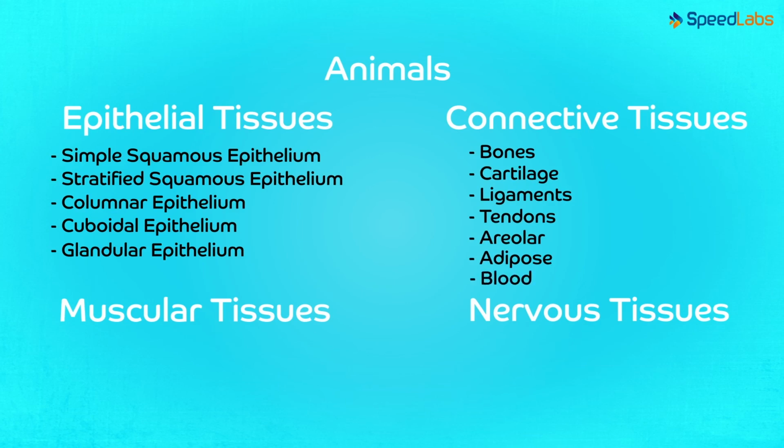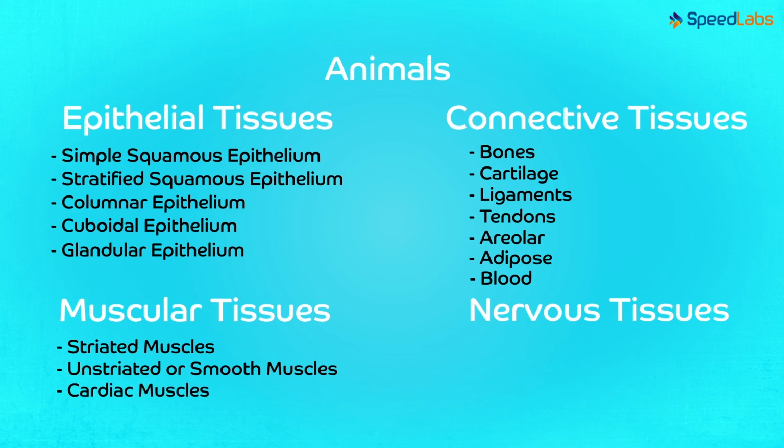Next in this list is the muscular tissue, which consists of three major types, that is the striated muscles, unstriated or smooth muscles, and the cardiac muscles. And lastly, we have the nervous tissue that is made up of magical cells called the neurons. These are responsible for transmitting the signals in the form of electrical impulses. All these together work in a synchronized manner and help us perform the various functions efficiently.